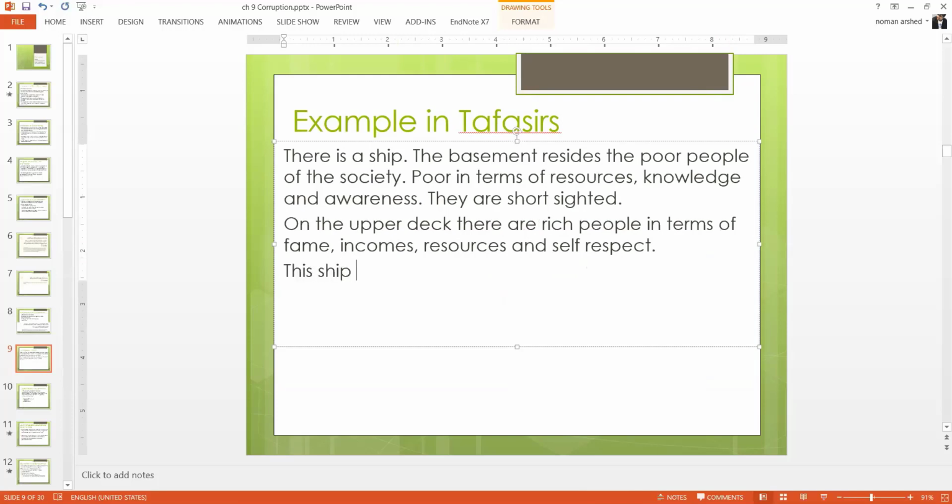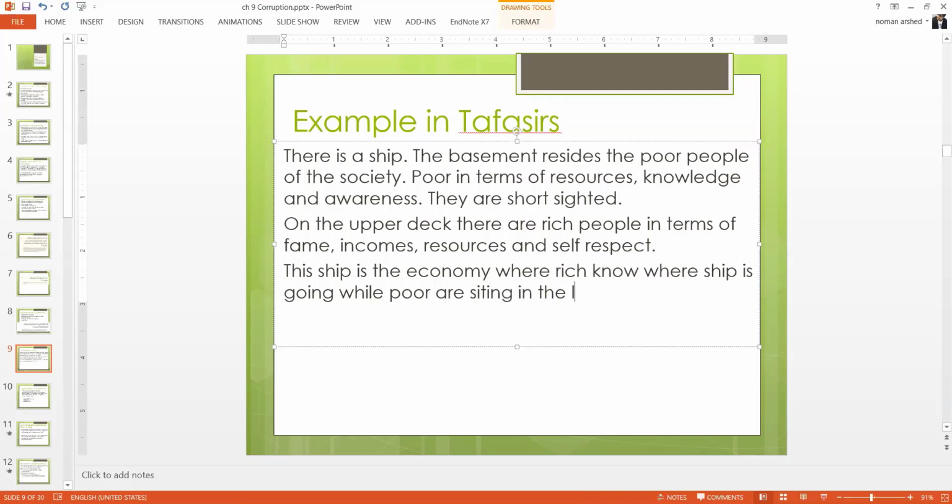This ship is the economy where the rich know where the ship is going, while the poor are sitting in the lower deck without knowing what their future holds. Okay.